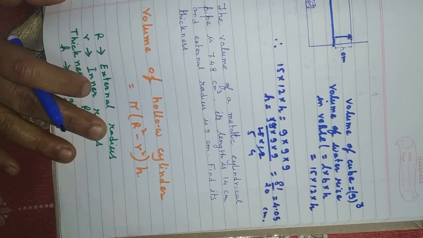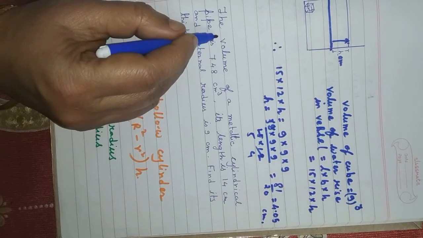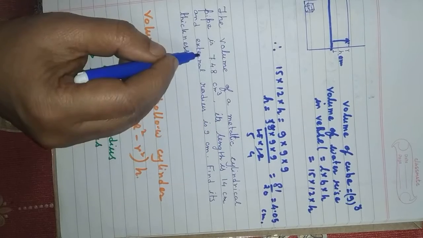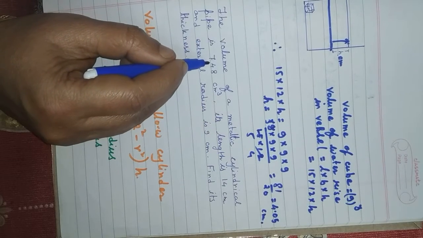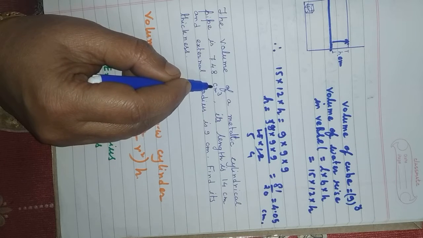81/20, that is equal to 4.05 centimeter. Now let us take one example of cylinder. The volume of a metallic cylindrical pipe is 748 centimeter cube. The volume of a cylinder, we know that pi r squared h.